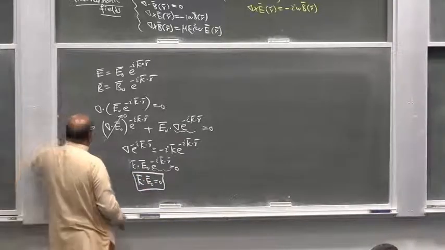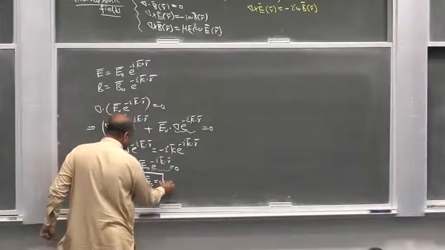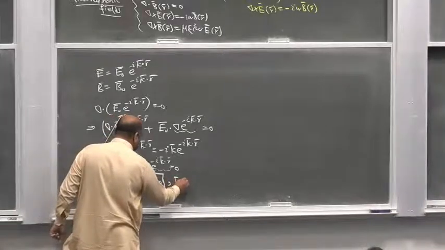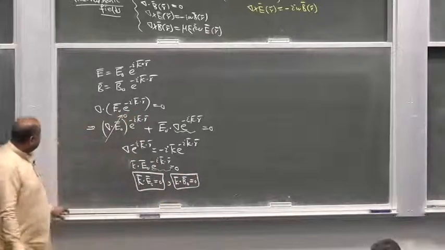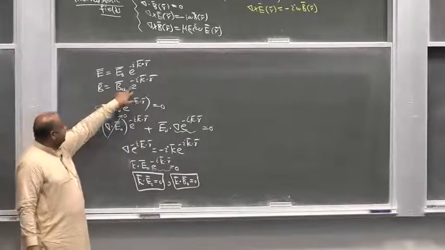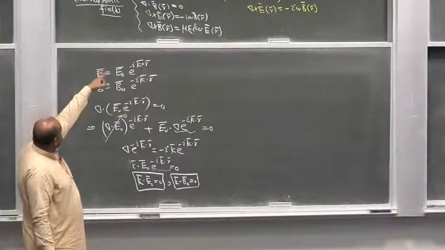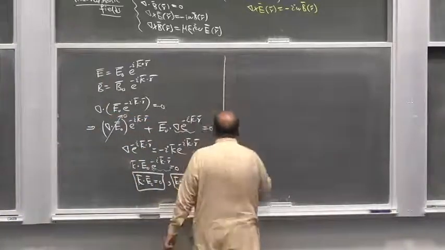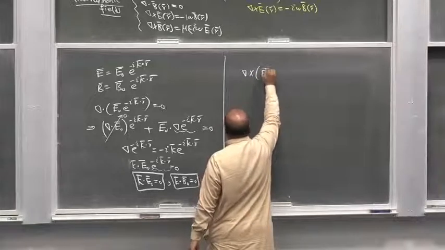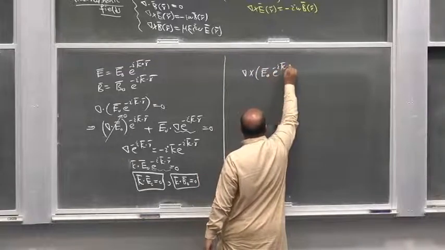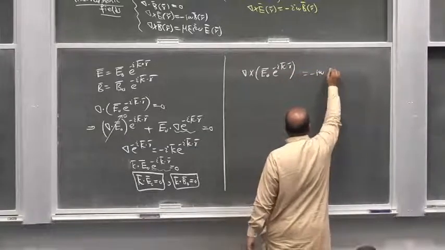Similarly, if you put this in the second Maxwell equation, you will get k dot B naught equals 0. So this B naught also has to be perpendicular to k. And if we put this E and B in the third equation, we get del cross E naught exponential of minus iota k dot R equals minus iota omega B naught exponential of minus iota k dot R.